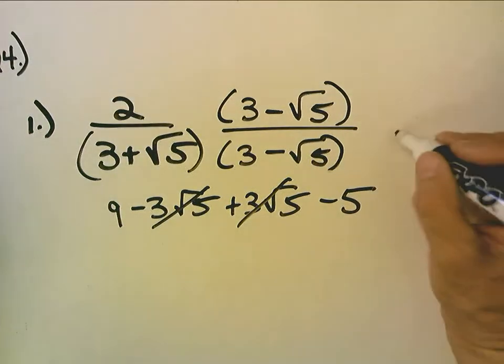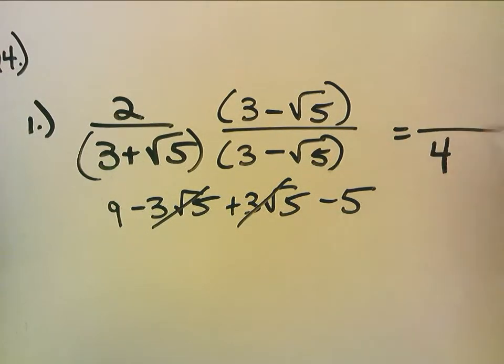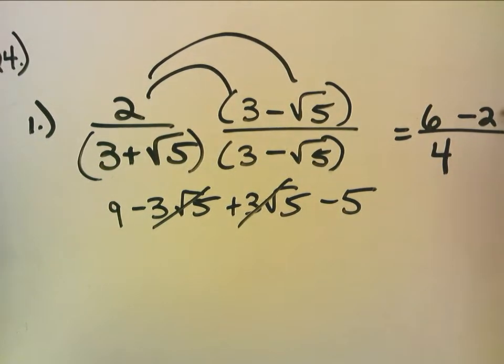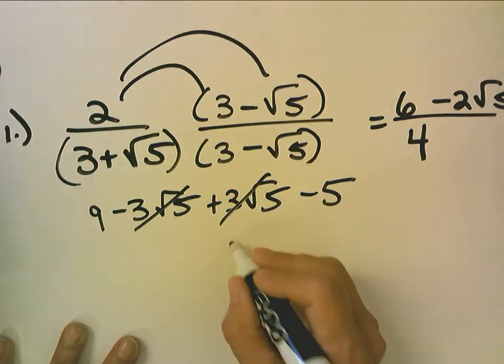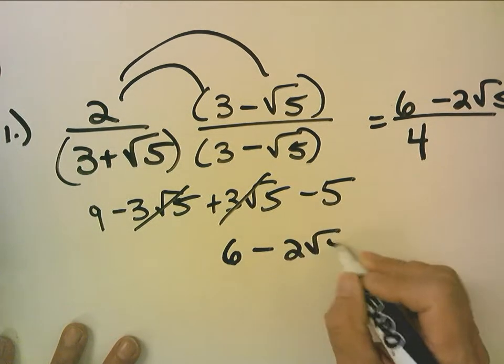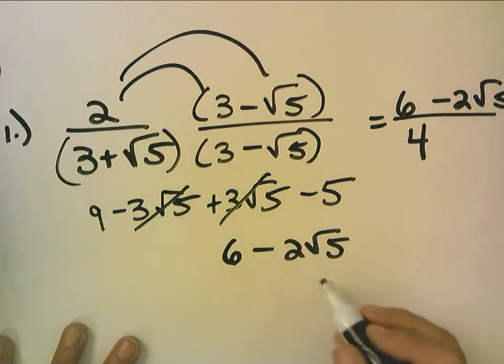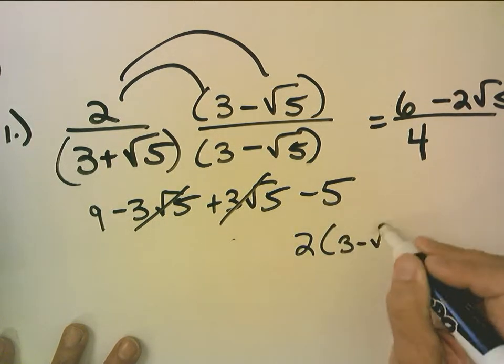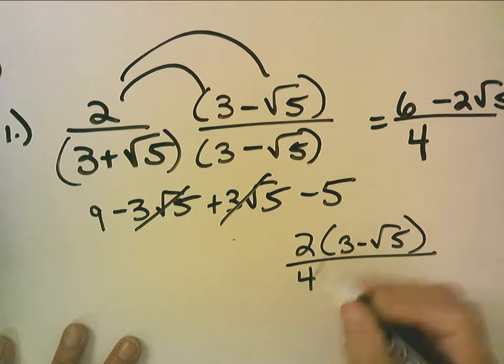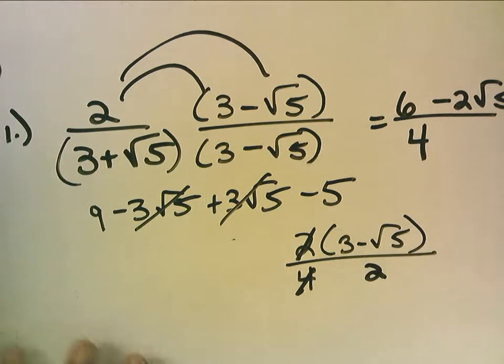You have 9 minus 5, and your denominator is 4. Your numerator becomes 6 minus 2 root 5. Okay? Now, we're still not done, because if we look at 6 minus 2 root 5, I can factor out a 2, which makes sense because originally we had a 2. So let's go back to having 2 times 3 minus root 5 all over 4. Those cancel out. Your answer is 3 minus root 5 over 2.